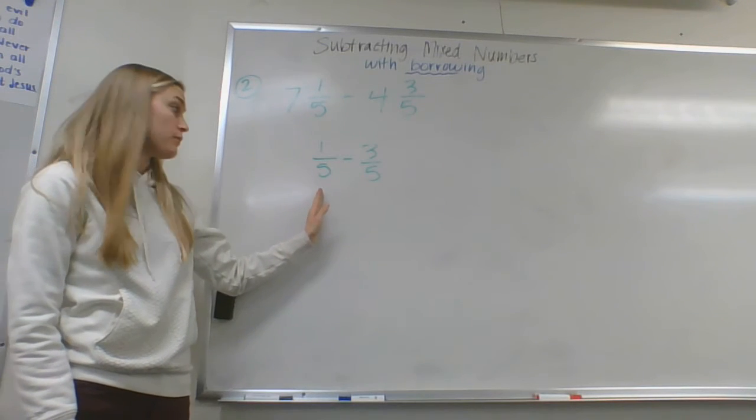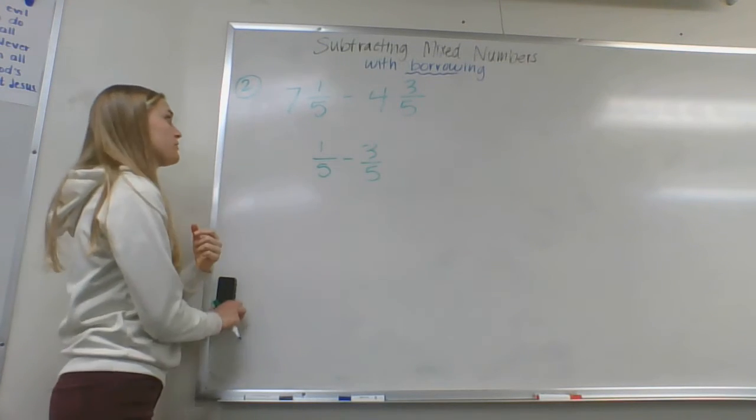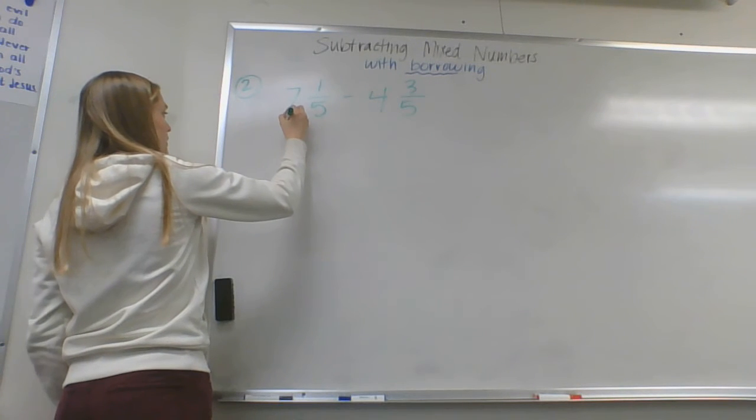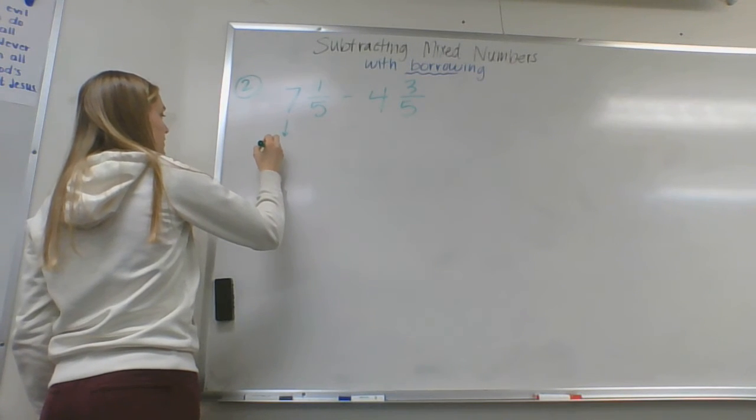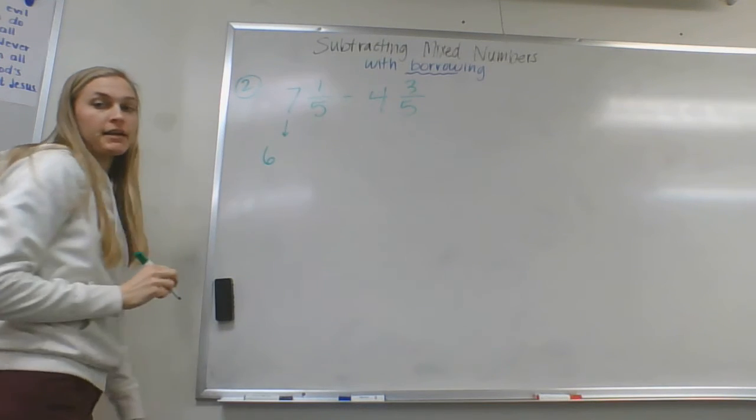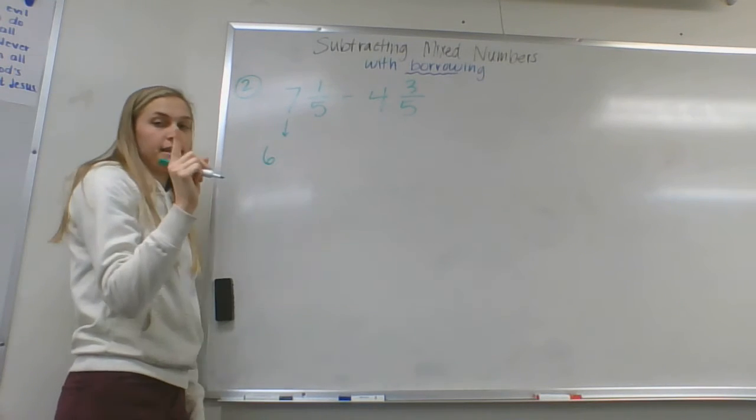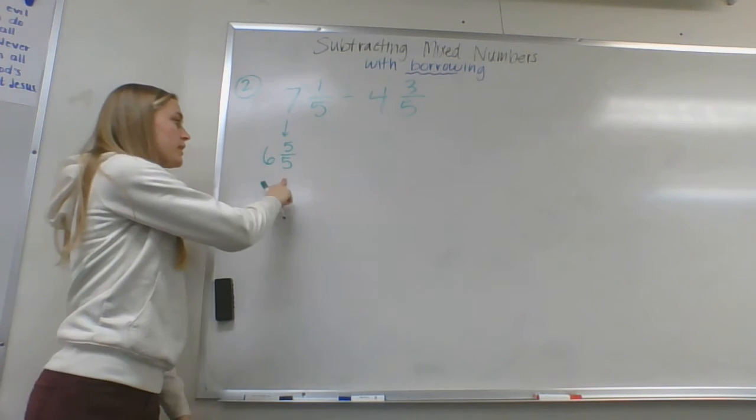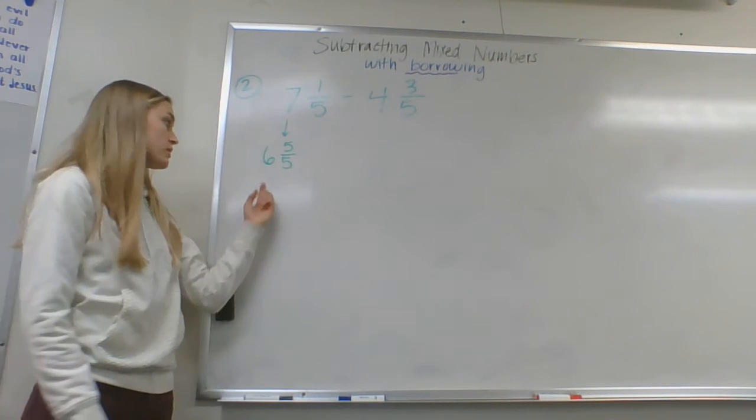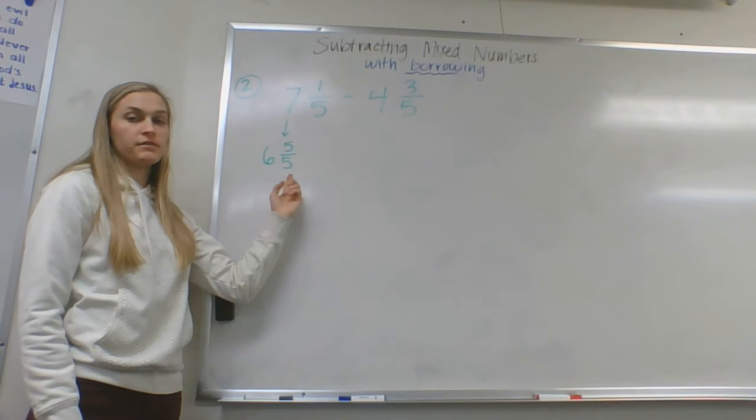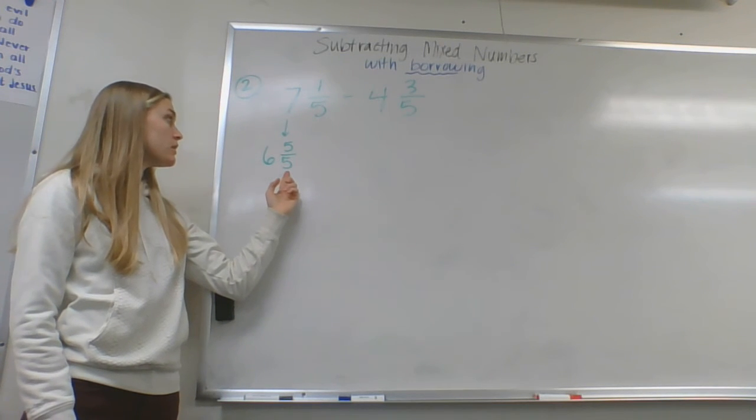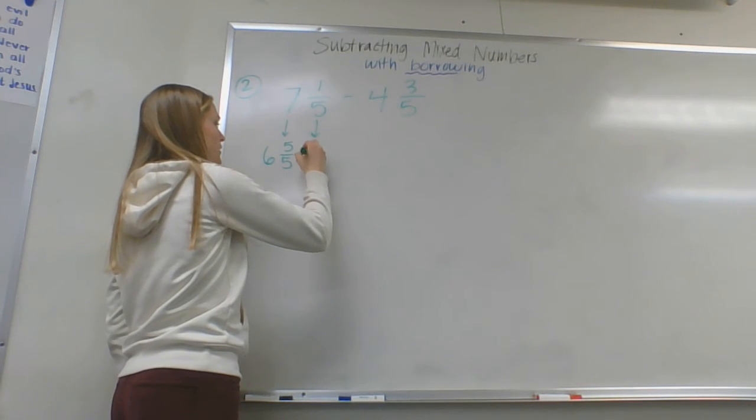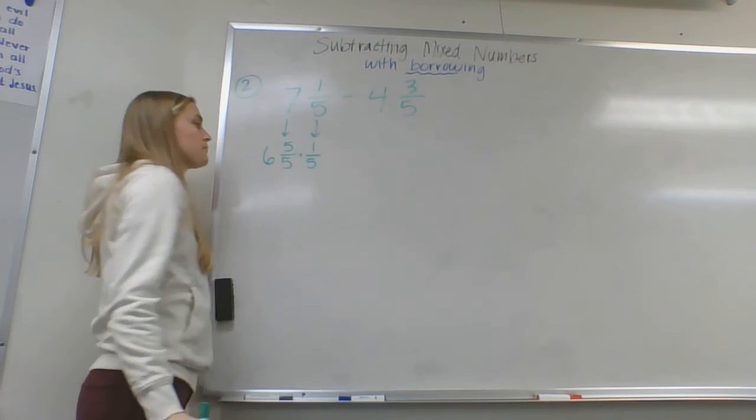We need some more fifths over here. So we're going to borrow some fifths from our 7. Well, 7 we can rename as 6. We're going to subtract 1 from that. And we're going to rewrite that 1 that we took away as 5/5. So that's 6 and 5/5, which is 6 plus 1, because 5 divided by 5 is 1. Okay, and we still have our 1/5 also.